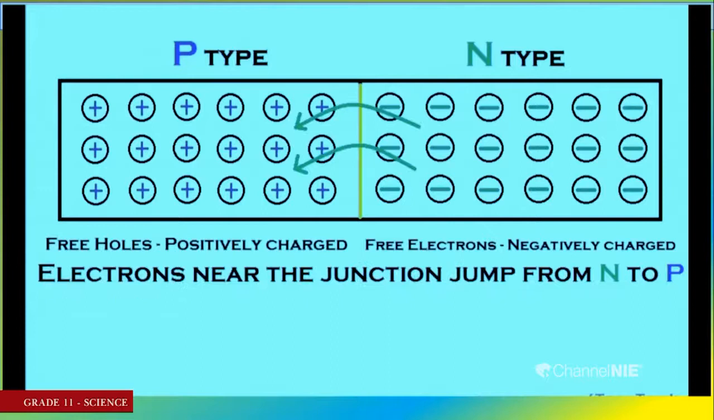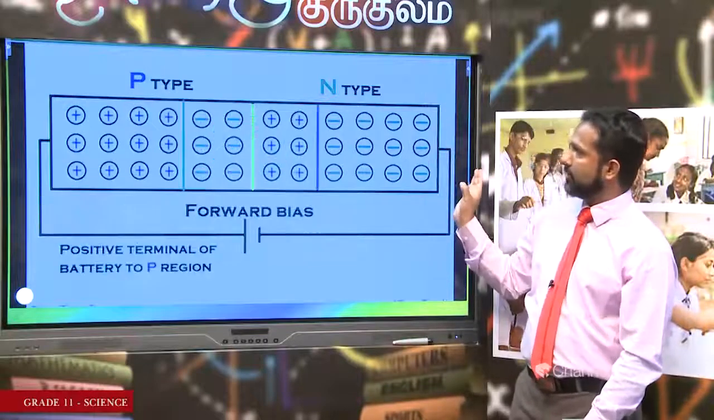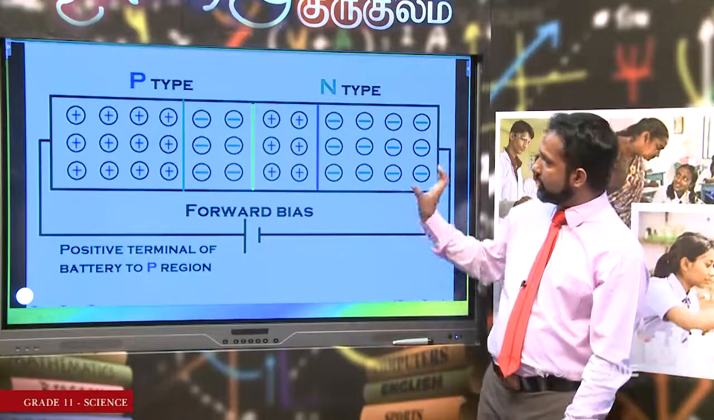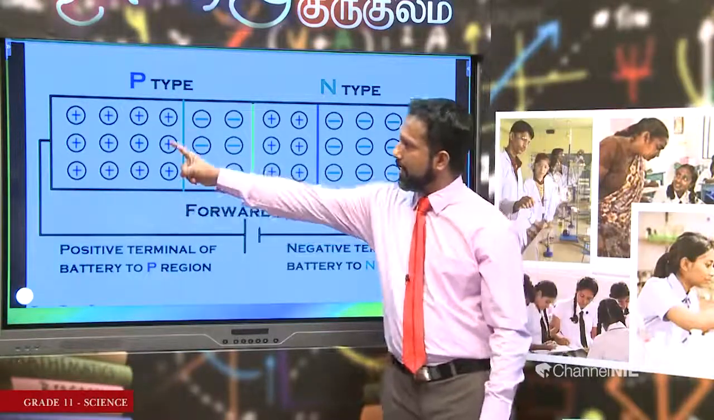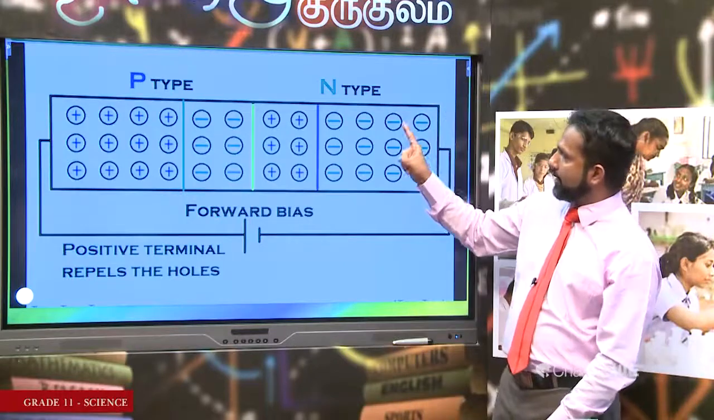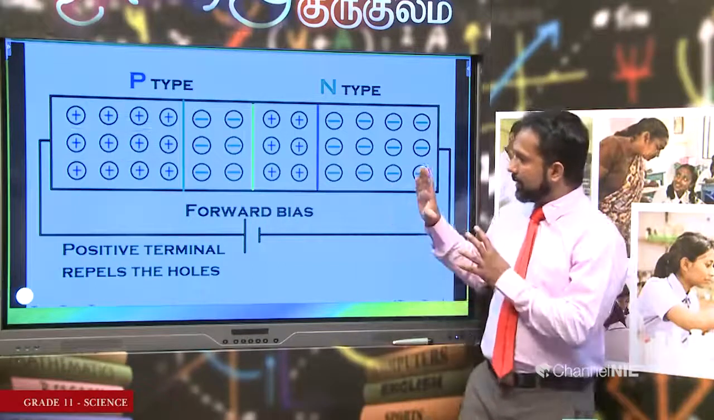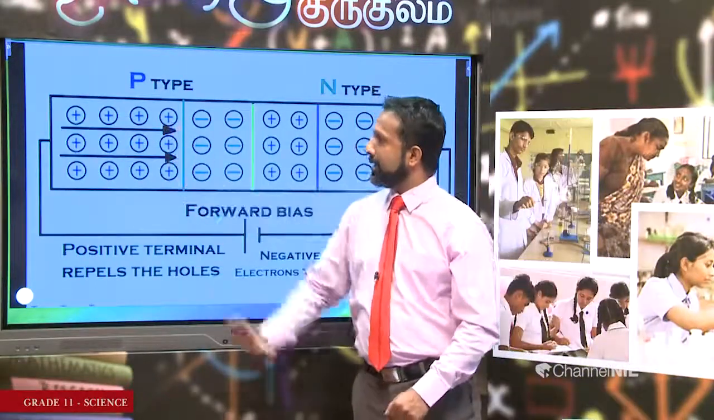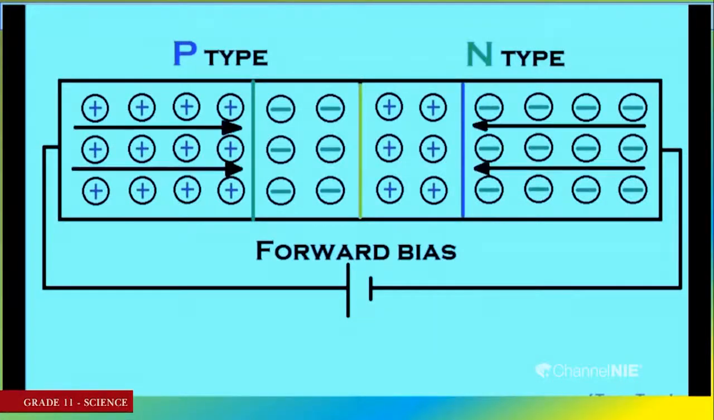Here, what happens? As soon as the junction is made, as we learned earlier, free electrons diffuse from the n side to the p side and positive holes diffuse from the p side to the n side. So, when supplying an external potential difference through a dry cell, positive terminal to the p side, negative terminal to the n side, what happens? The positive terminal of the dry cell repels the p-type holes. The negative terminal repels free electrons.